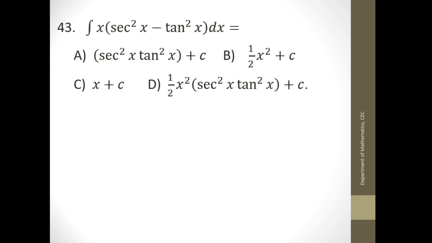Integral of x into secant square x minus tan square x dx. So, these problems are just to confuse you, nothing is there. Secant square x minus tan square x is 1. Therefore, integral of x is x square by 2. So, answer is B.